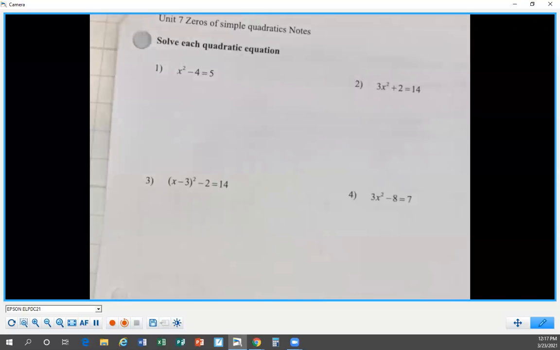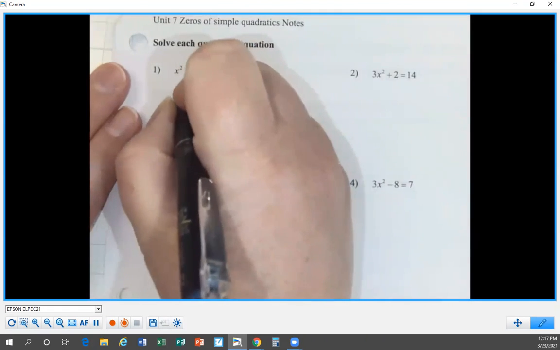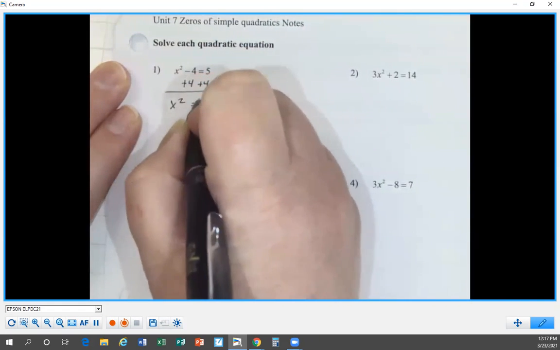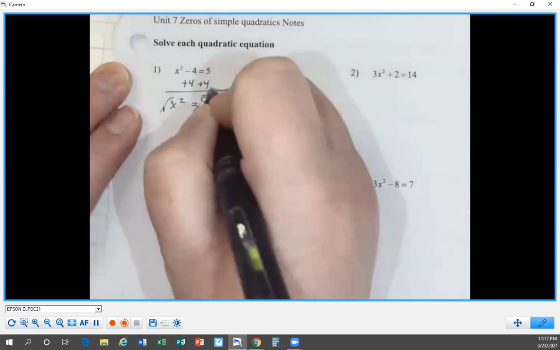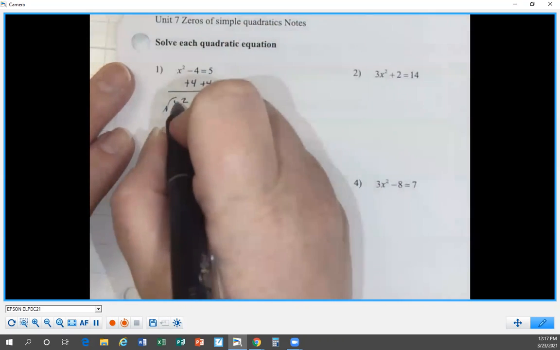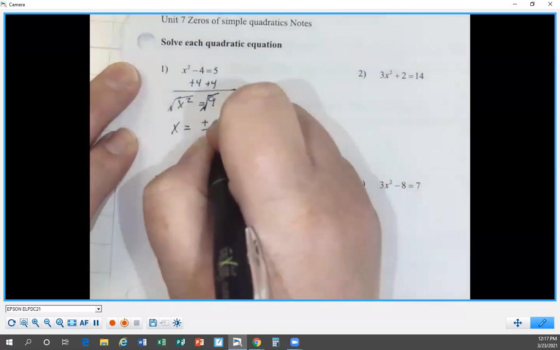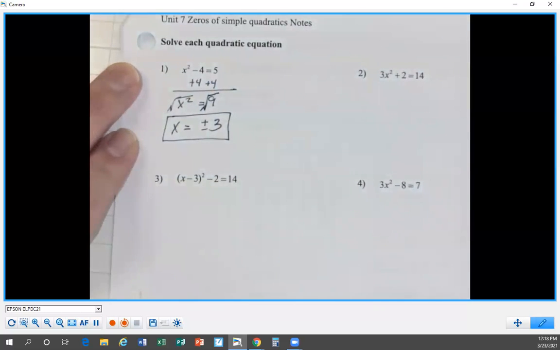For number 1 on this page, we want to isolate the x squared term. So we will add 4 to each side. This gives us x squared equals 9. Then we don't care what x squared equals, we care what x equals, so we need to take the square root of x squared and the square root of 9. What is the square root of x squared? x. And what is the square root of 9? It's plus or minus 3. So our answer is x equals plus or minus 3.